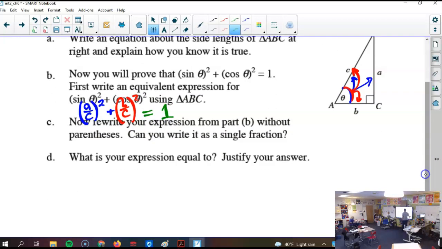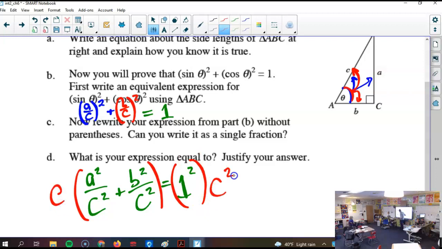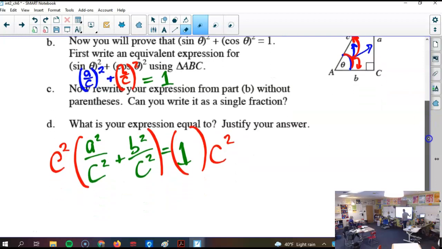So you just said we have A squared over C squared plus B squared over C squared equals 1 squared, and then you're telling me multiply both sides. Wait, why is it 1 squared? Oh, good point. It doesn't matter, but my bad. I was on a roll squaring things. So we multiply by c squared.